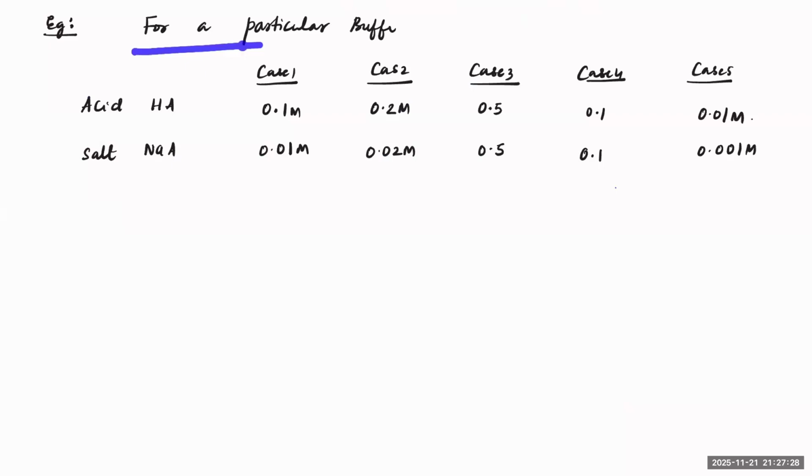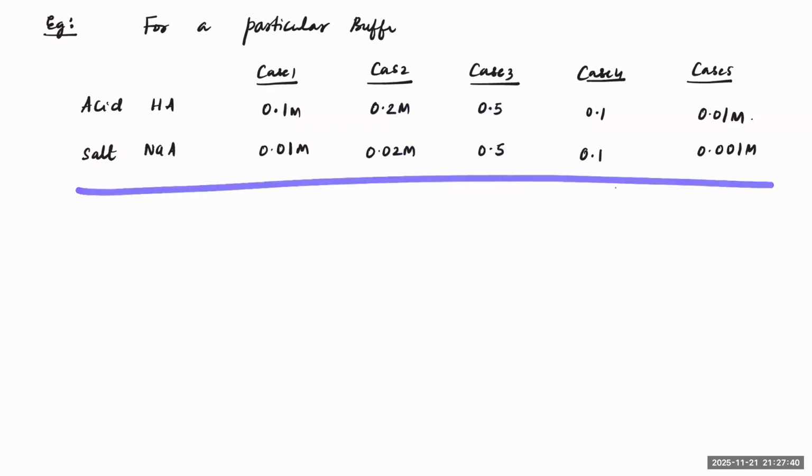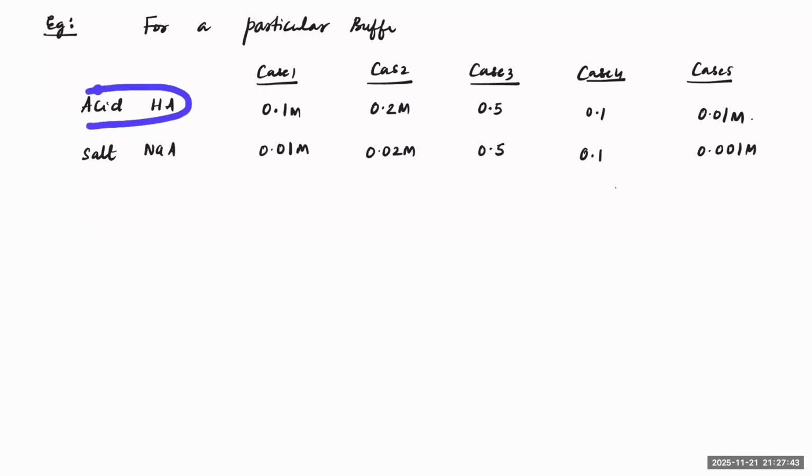Now let's come to the understanding that a particular buffer solution can be given at different concentrations. So I took a total of 5 cases. In the first case, the acid concentration, the original weak acid of the buffer, is 0.1 molar and the salt concentration is 0.01 molar. In the second case it is 0.2 and 0.02, here it is 0.05 and 0.05, here it is 0.1 and 0.1, and here we have 0.01 and 0.001. Got it?